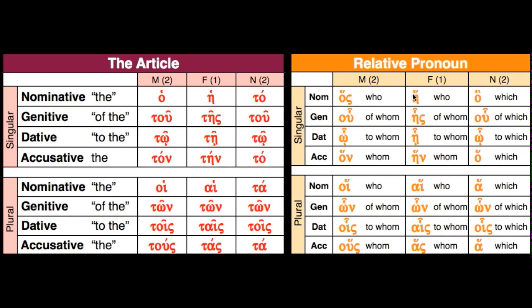Remember, if there is a rough breathing and an accent mark, you're looking at a relative pronoun. Notice too here, the only difference in the feminine nominative here is the accent mark. Otherwise, it's pretty obvious. You have a rough breathing and an accent mark. That's your big clue. You're looking at a relative pronoun.